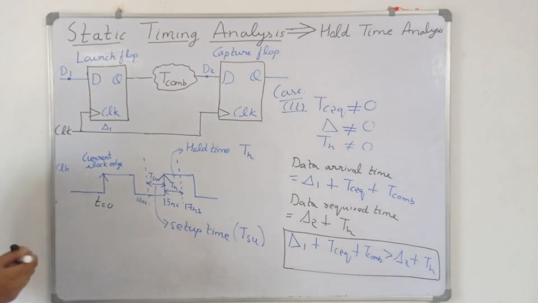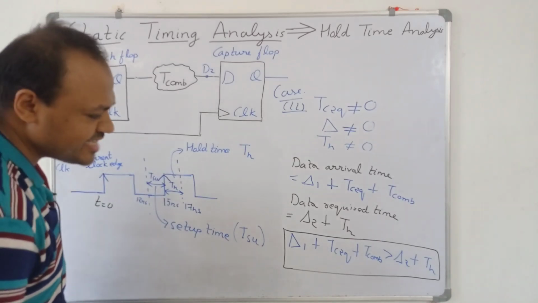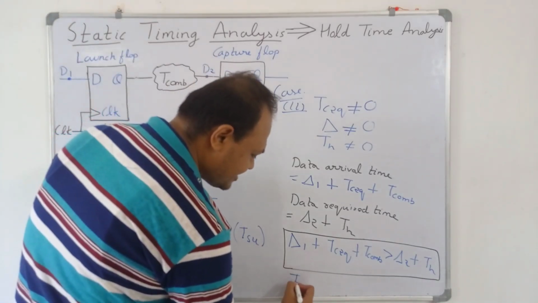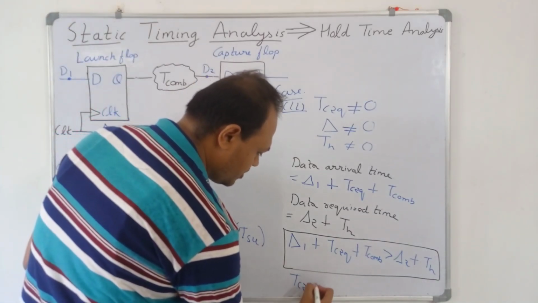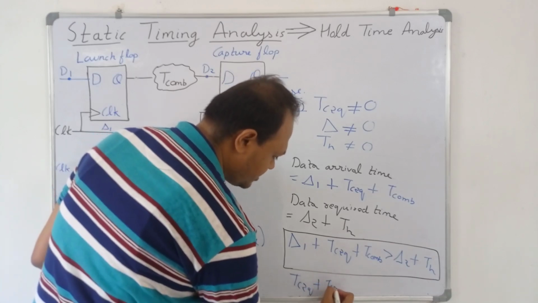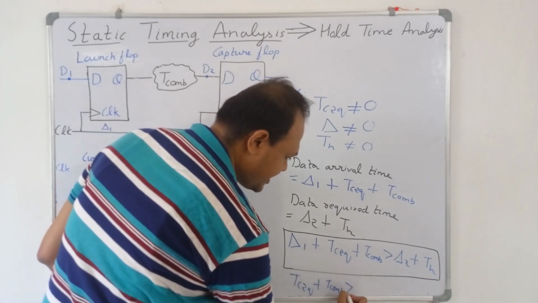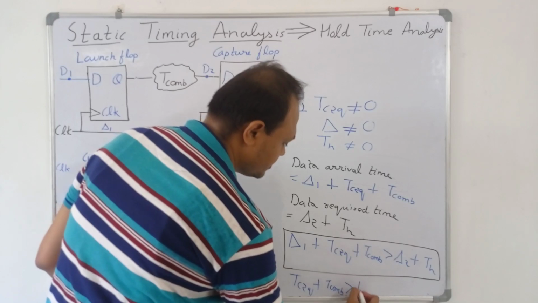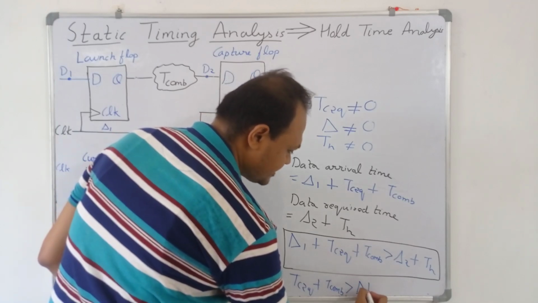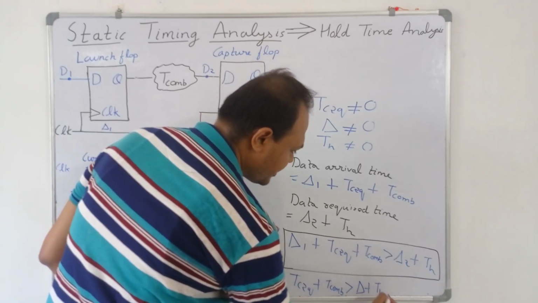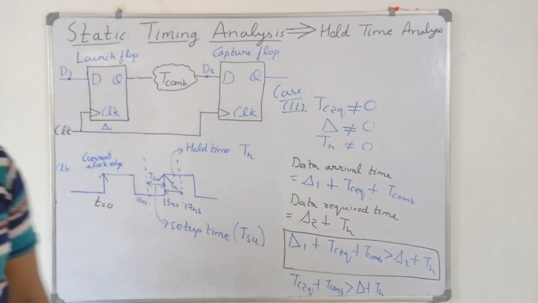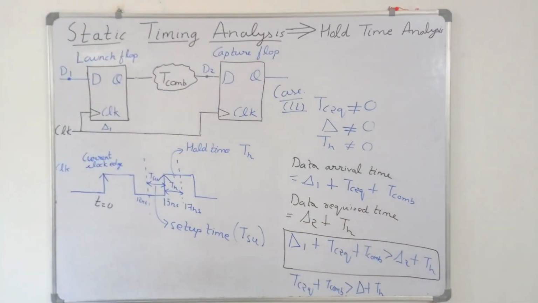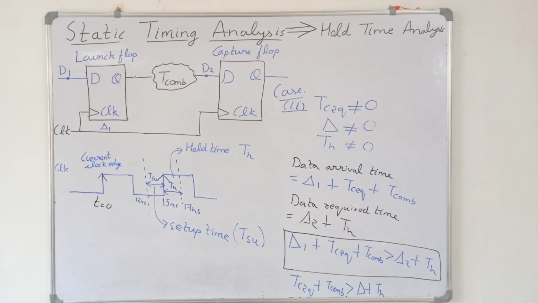So again, if we take the clock skew to be delta 2 minus delta 1, then we can write it like this also: TC2Q plus Tcomb must be greater than clock skew delta plus TH, where clock skew delta is equal to delta 2 minus delta 1. So this is the equation for no hold violation.